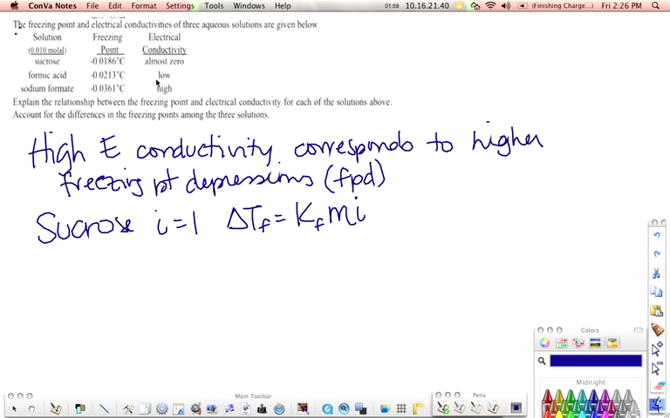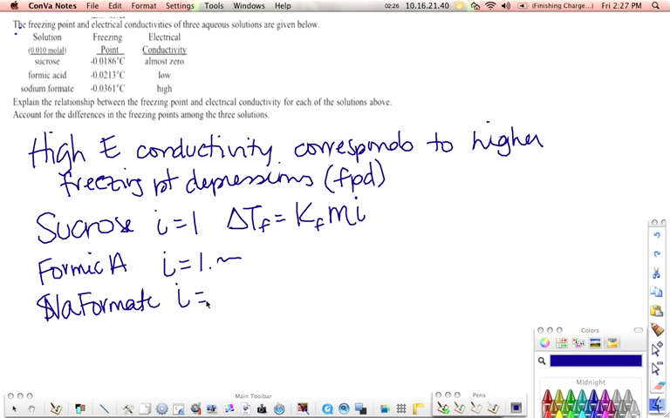Whereas formic acid doesn't completely ionize, it only partially ionizes, so it's going to have an i value of like 1 point something, which gets this one to be just a little bit higher. Sorry, I didn't write this down. And then the last one, the sodium formate, will completely ionize into 2 separate ions, the sodium ion and the formate ion, and so it will have an i value of 2, which means it will have the highest change in freezing point of them all. And that's really all there is to this one.